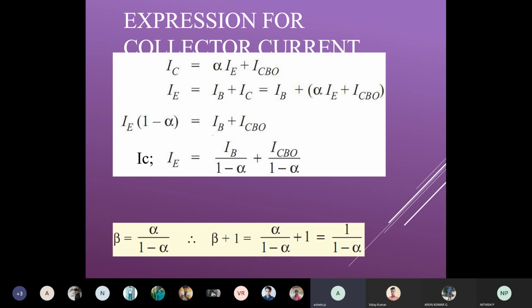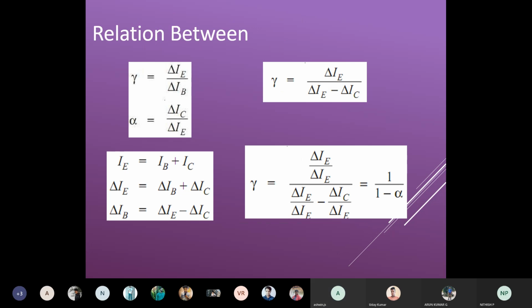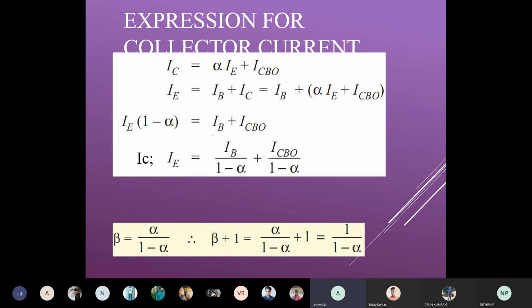So now the relationship between beta and alpha, I am rewriting as beta plus 1 is equal to 1 by 1 minus alpha. And we know what 1 by 1 minus alpha is. It is gamma, right? So now what is the relationship between beta and gamma? Gamma I know is 1 by 1 minus alpha, and beta plus 1 you know is 1 by 1 minus alpha. So what is the relation between beta and gamma?